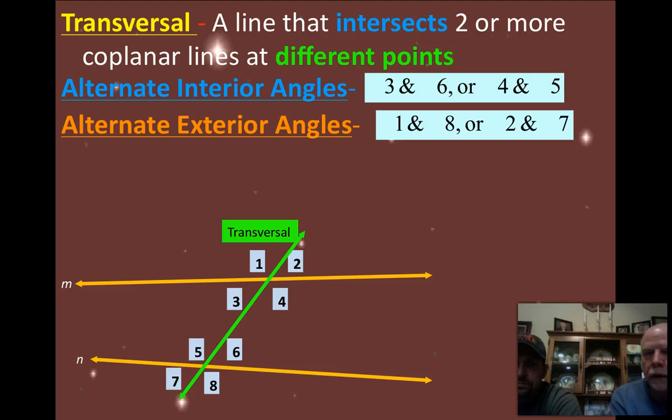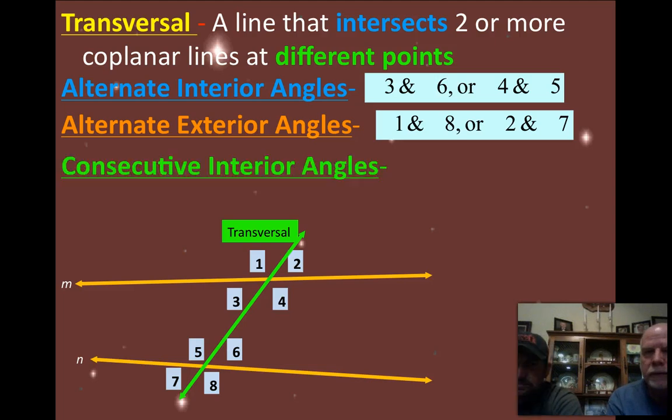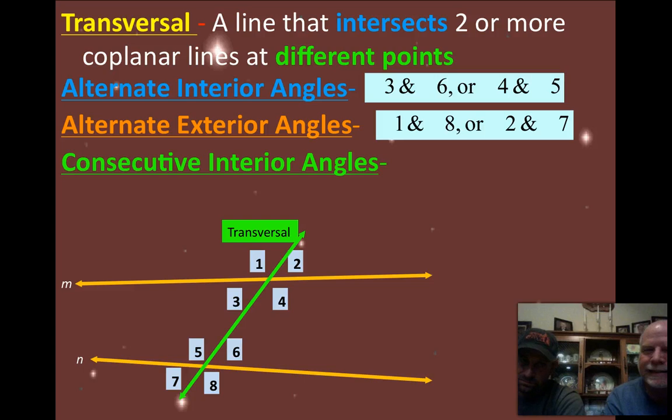Okay. And then for our next type of pairs of angles, we have consecutive interior. So obviously they're still inside the two yellow lines, but now they're consecutive. So now they're on the same side of the green line, the same side of the transversal, not on alternating sides. If we look at our interior angles, 3, 4, 5, and 6 are the ones in between the two yellow lines. The ones that are on the same side of the transversal would be 3 and 5, and 4 and 6.